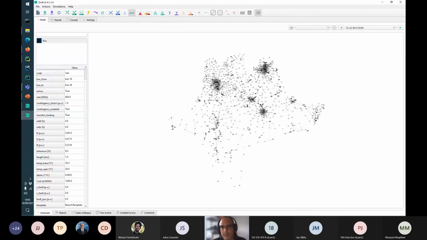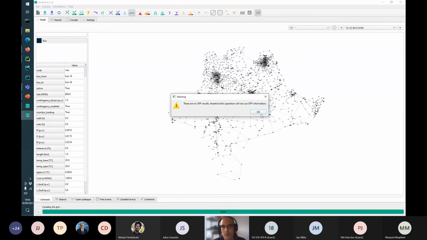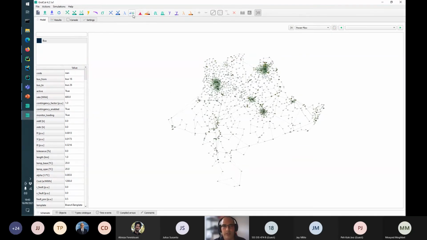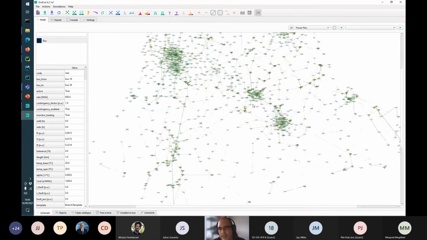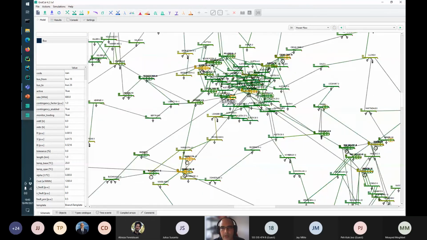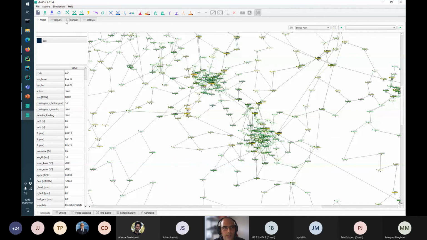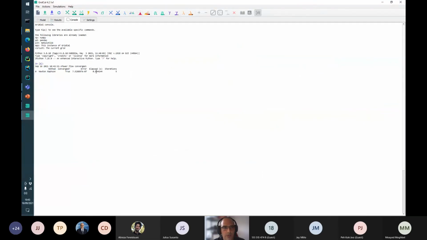So this is it. This is Texas. Let's run a power flow here. Of course, there are no PF results, so it didn't take any. So this is Texas, and this is the power flow, and it's quite fast actually. Let's have a look. 0.0 seconds, quite okay, to the power of -7.